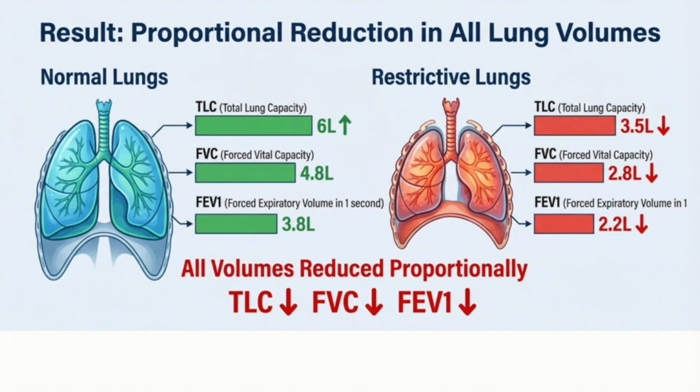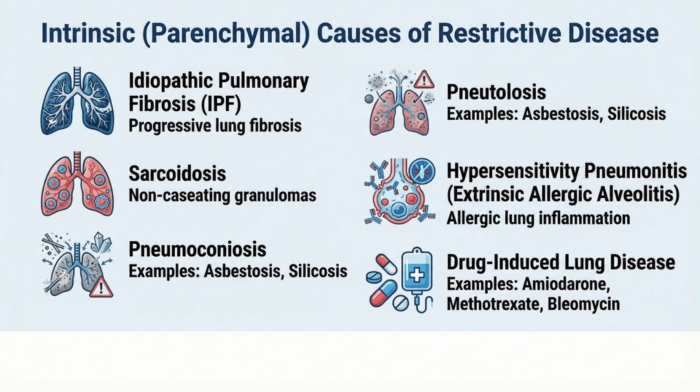The result is a proportional reduction in all lung volumes, including total lung capacity, forced vital capacity, and forced expiratory volume in 1 second. Now the causes of restrictive lung disease. Intrinsic or parenchymal causes include idiopathic pulmonary fibrosis, sarcoidosis, pneumoconiosis such as asbestosis and silicosis, hypersensitivity pneumonitis, also called extrinsic allergic alveolitis, drug-induced lung disease such as amiodarone, methotrexate, and bleomycin.